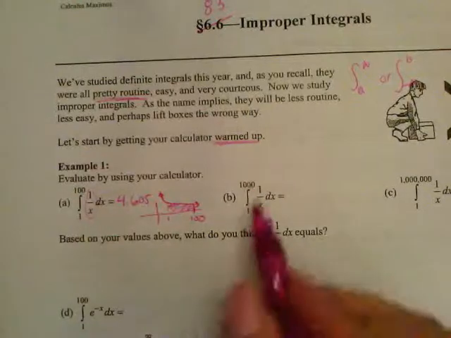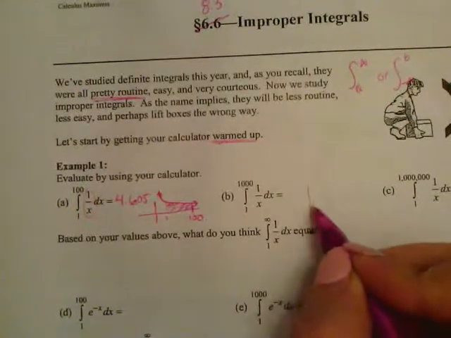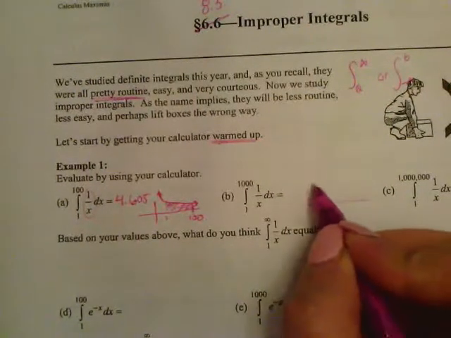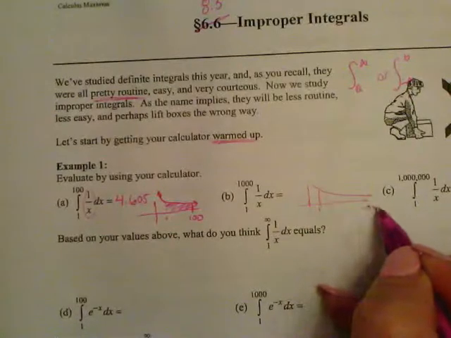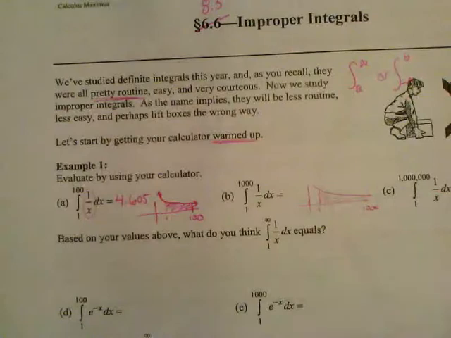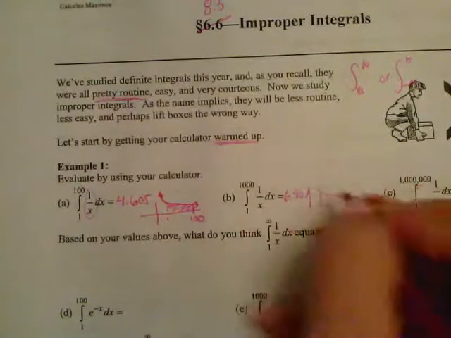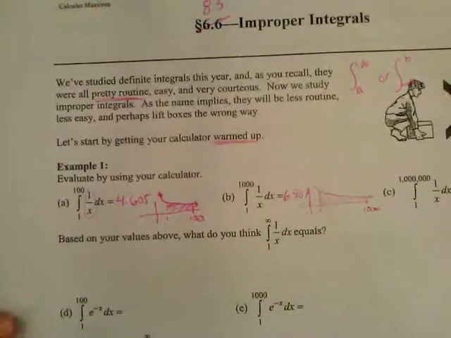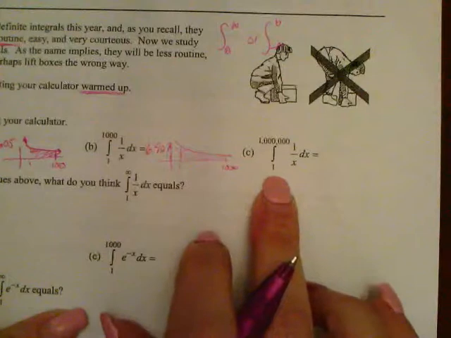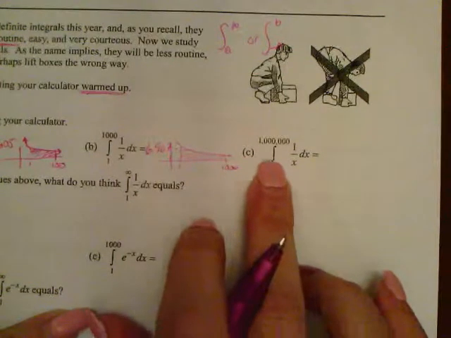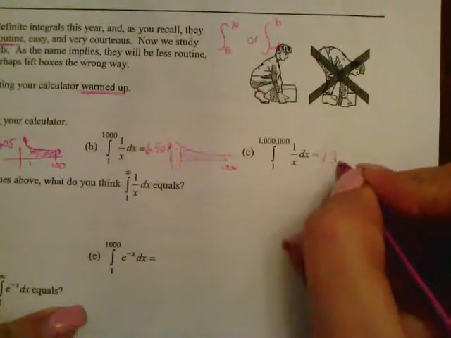Do the same thing for the same function, but this time from 1 to 1,000, and obviously the area is going to do what? So from 1 to 1,000, obviously the area got bigger, so we're hoping that it should increase. And it does, to 6.907. And if you keep going, from 1 to 1,000,000 of that same exact function, in our calculator we end up with 13.815.